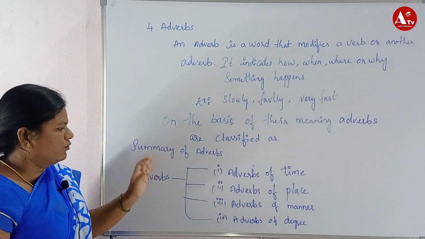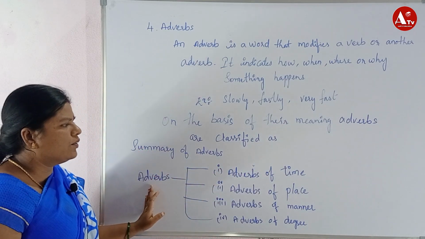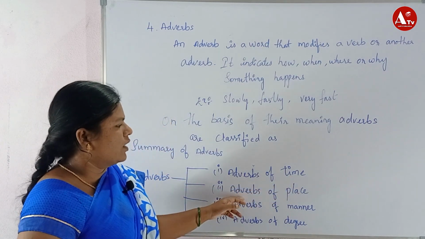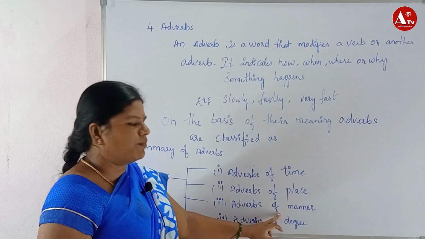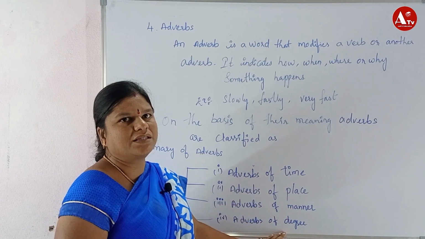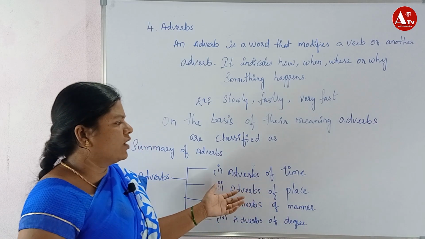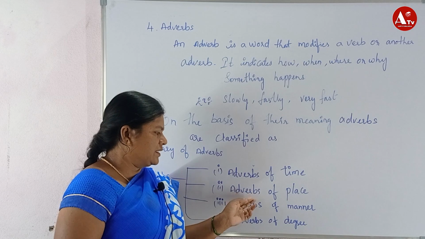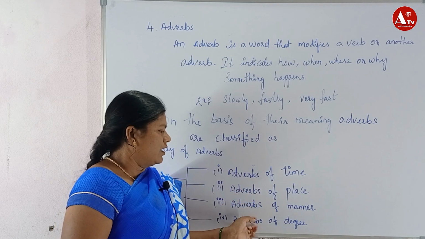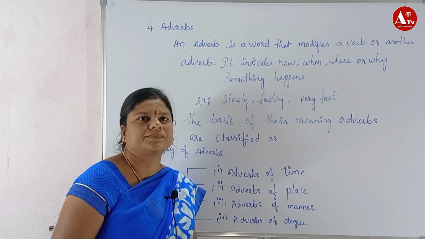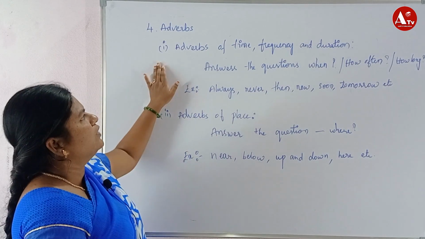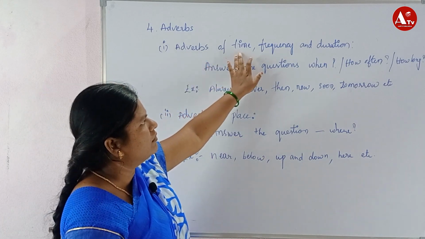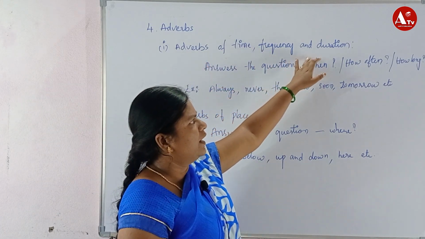Adverbs are divided into four types: adverbs of time, adverbs of place, adverbs of manner, and adverbs of degree. Briefly, we will discuss the examples of each. First, adverbs of time, which covers time, frequency and duration.